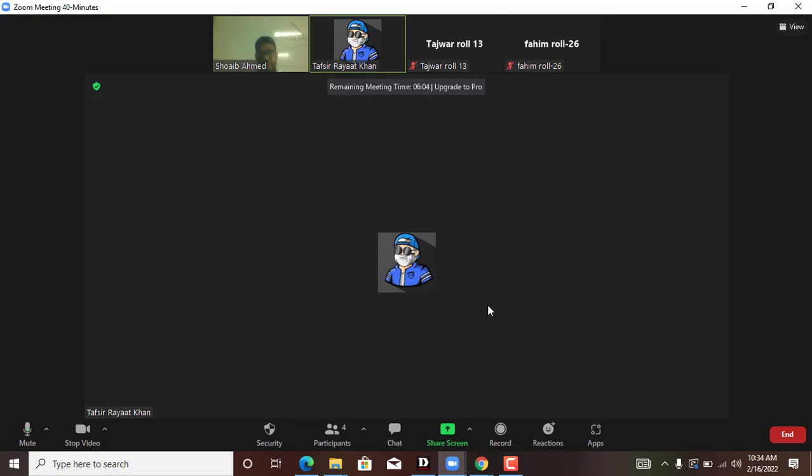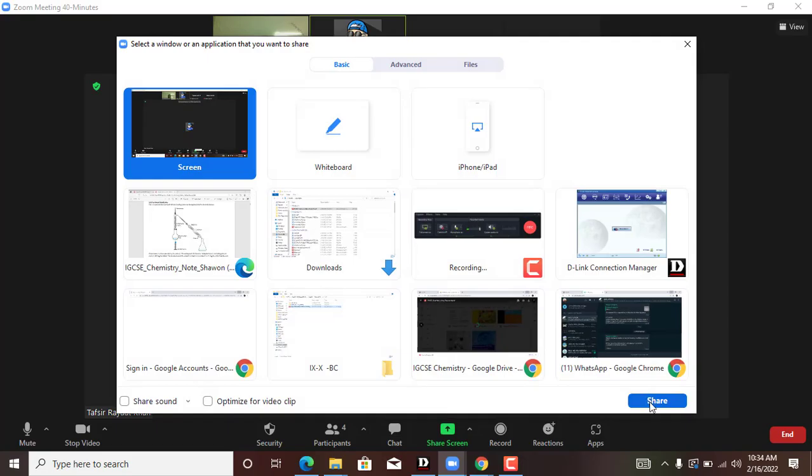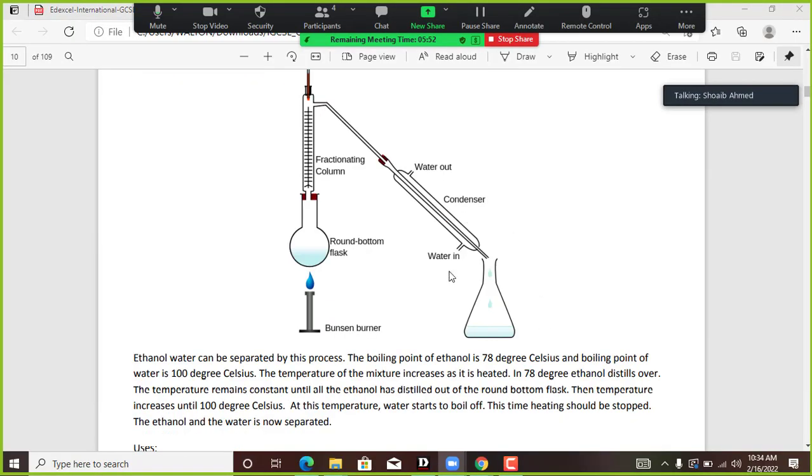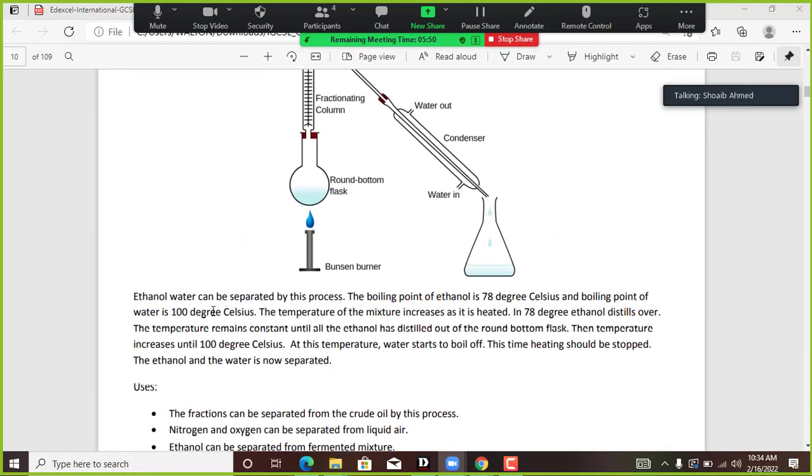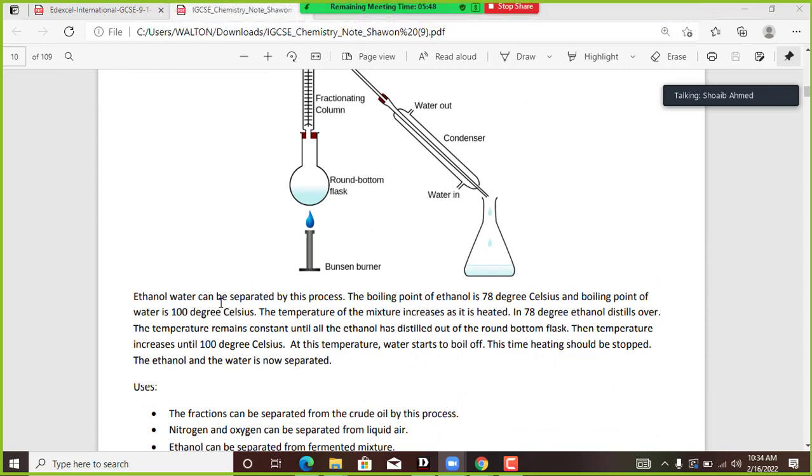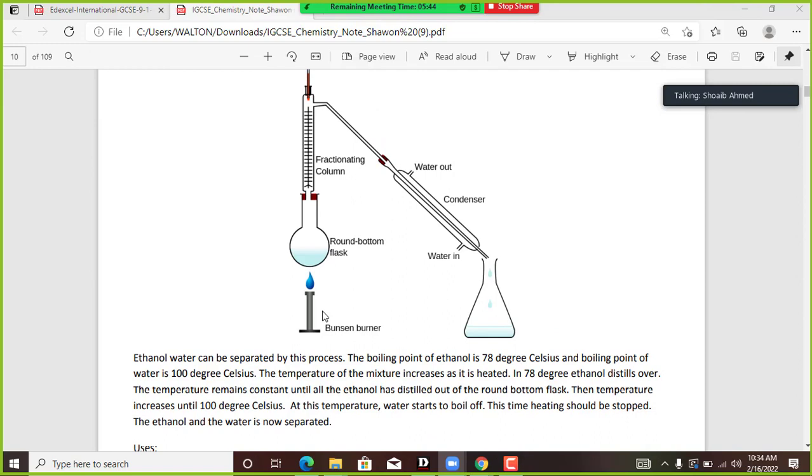Okay, so what have we seen? We saw filtration, simple distillation, and then fractional distillation. Ethanol and water can be separated by this process. We know ethanol and water can be separated by this process.